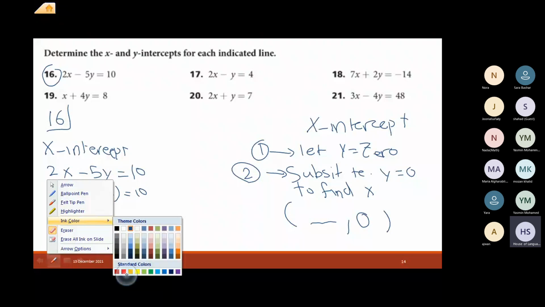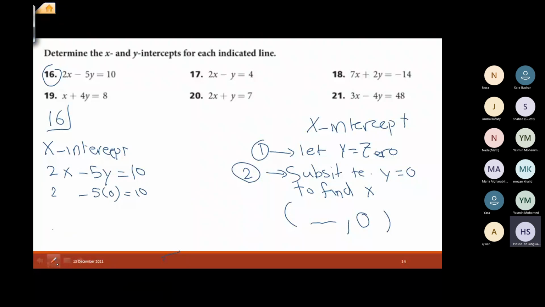Here we have 2x. 2x minus 0 is 2x. So 2x equals what? 10. So x equals, divide by 2. Divide by 2, so x is 5.